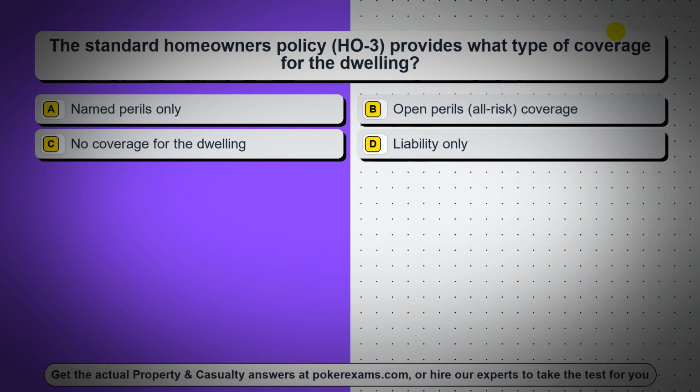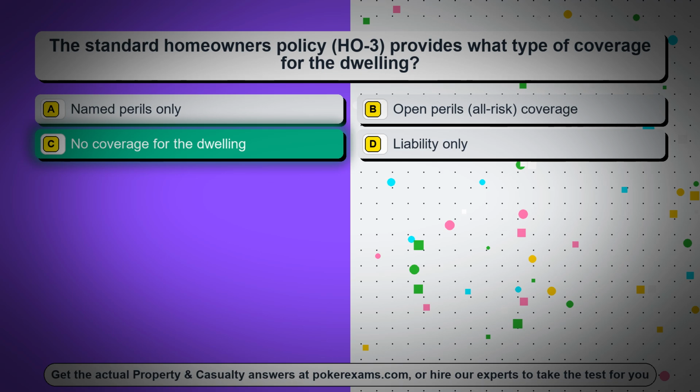Option A, named perils only. Option B, open perils, all risk, coverage. Option C, no coverage for the dwelling. Option D, liability only. The correct answer is option C, no coverage for the dwelling.